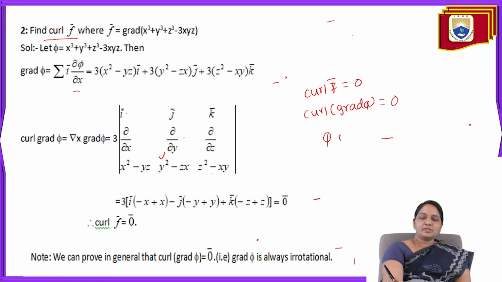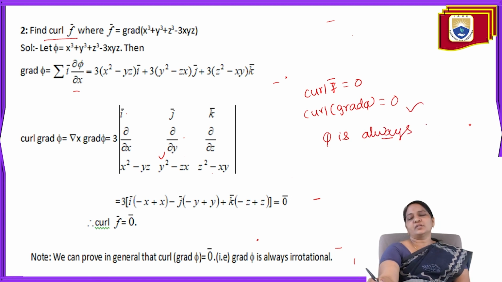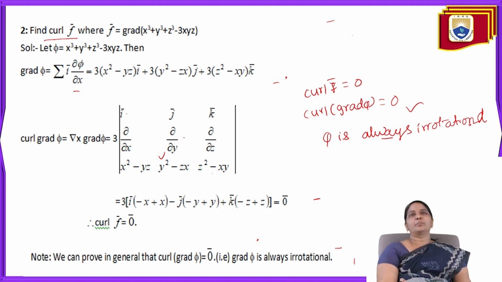So pi is always irrotational. If curl F is 0, we can say that the function is irrotational. So we have to know about these definitions. So this is the way to calculate the problem by using the curl F formula.